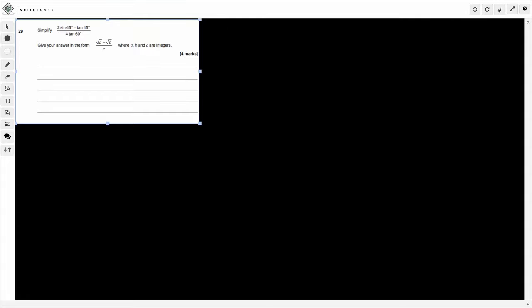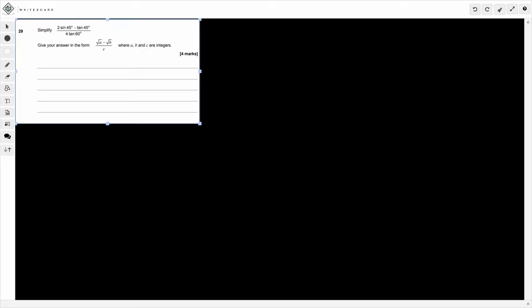This question is on non-trig angles, so the ones that you have to memorise or know how to derive in an exam. And then it follows on with a bit of surds after that. And you can see that by the final part. It says, give your answer in the form root A minus root B divided by C, where A, B and C are integers. So remember, an integer is just a whole number.